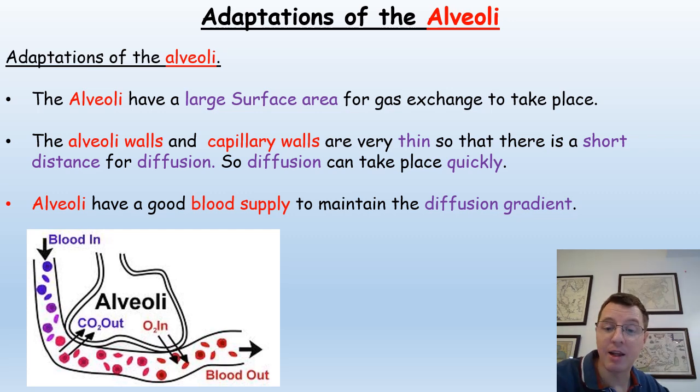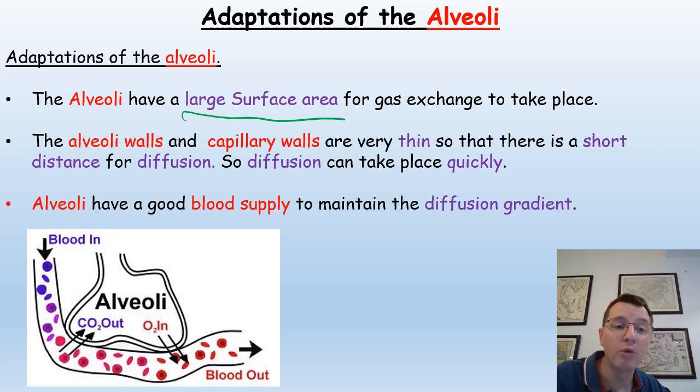Because we're looking at a structure of your body that relies on diffusion, it has several adaptations to make certain that diffusion is very, very fast. And again, this is a common exam question, so you need to learn each of the sentences here. How are the alveoli adapted to their function of gas exchange by diffusion? So first and foremost, the alveoli have a large surface area for gas exchange to take place.